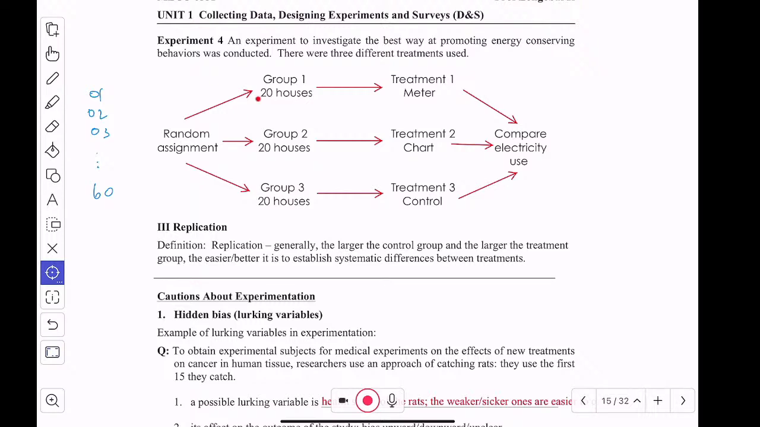And we believe that 20 houses in each group is enough to make similar groups, so the groups are not different. Thinking about the factors that are predictors in energy conserving behavior, we believe 20 houses is enough, and the groups are similar across those factors. So you have just as many people who are not conserving in group 1 as you do in group 2 and group 3.